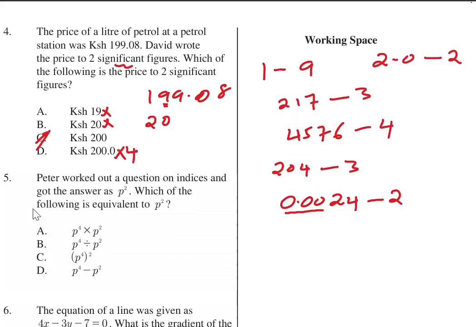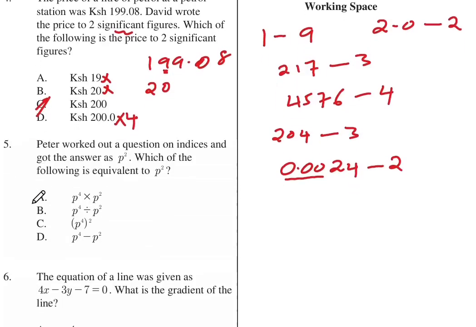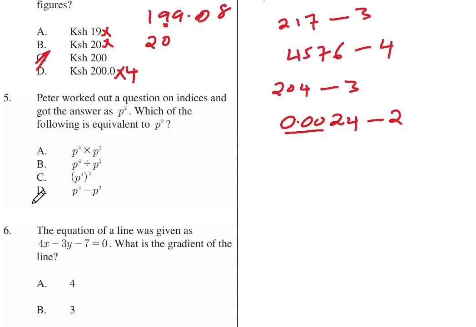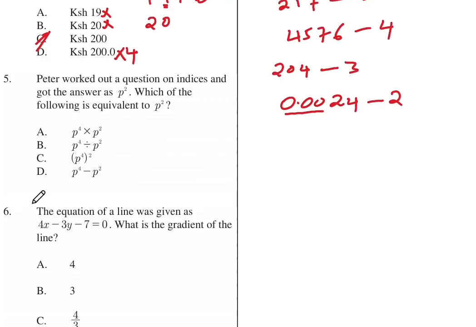We continue to number 5. I hope you have understood significant figures. I know it is very challenging, but take your time, you'll understand it. Number 5. Peter worked out a question on indices and got the answer as p squared. Which of the following is equivalent to p squared? So you have options A, B, C, D.